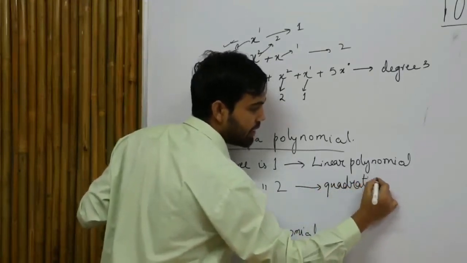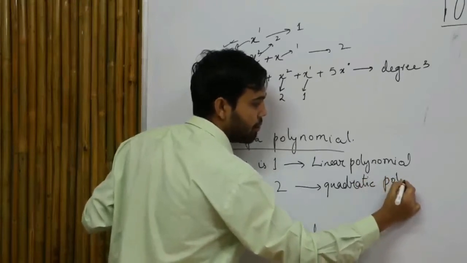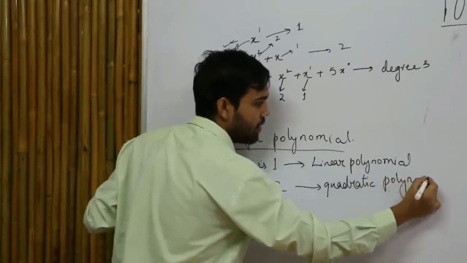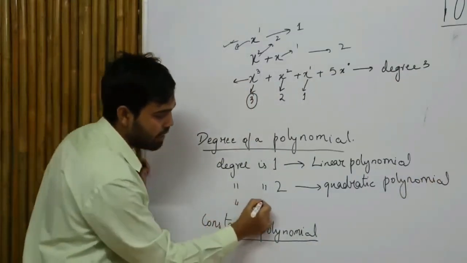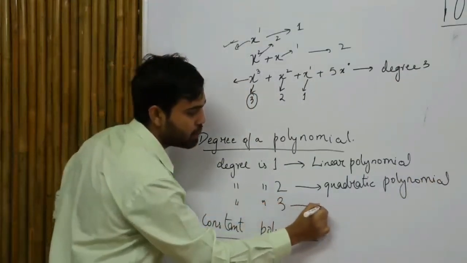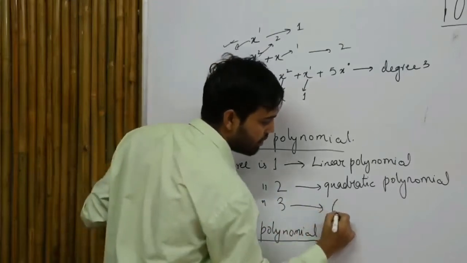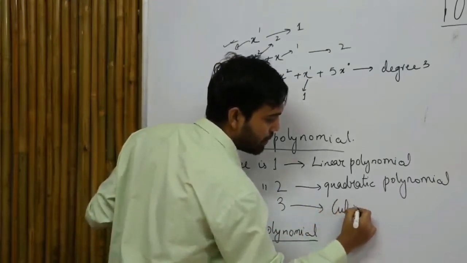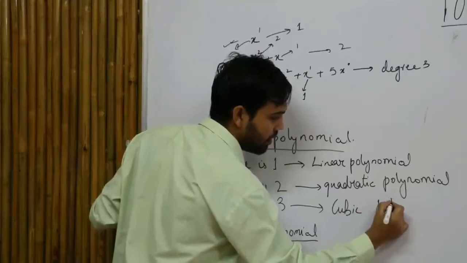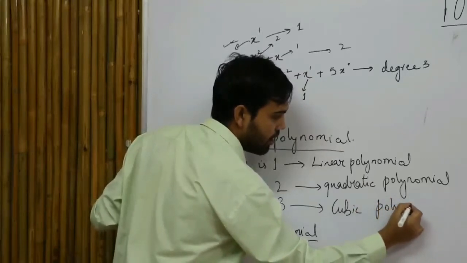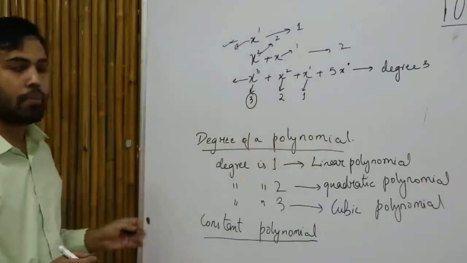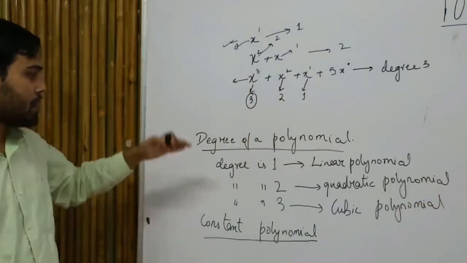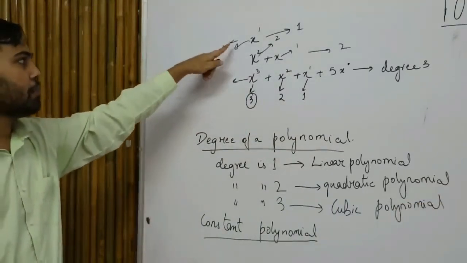So this is a quadratic polynomial. And if the degree is 3, it is known as a cubic polynomial. So this becomes a cubic polynomial. If the degree is 4, we say it to be a biquadratic polynomial. So from here, let us see what these polynomials are.